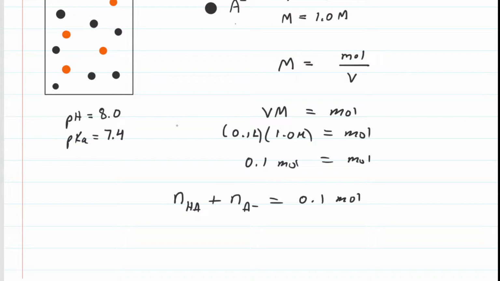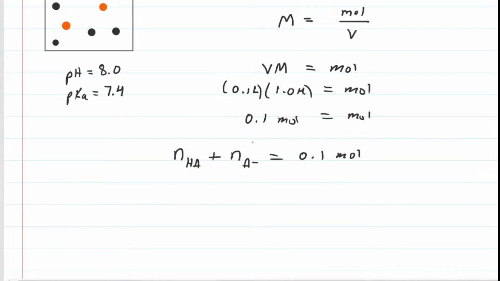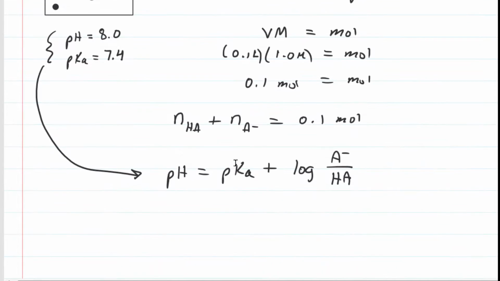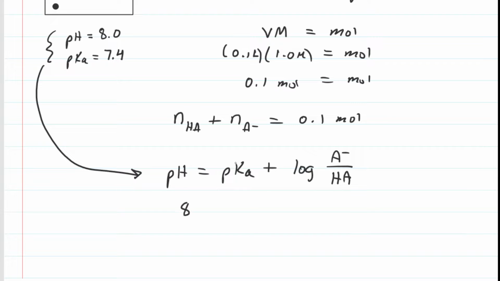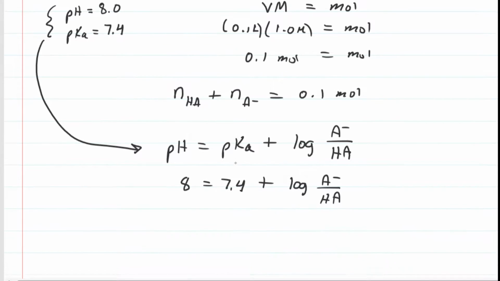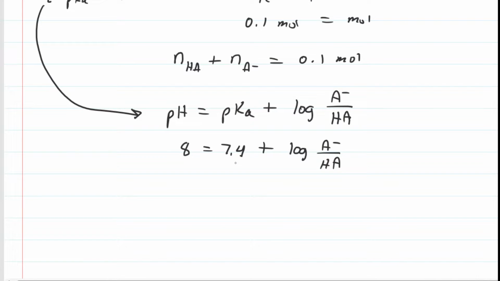That's great, but we can actually figure out the individual number of moles of HA and A minus. And we can do that by taking these data and inserting them into the Henderson-Hasselbalch equation. Let's take a look at that formula. So there is Henderson-Hasselbalch, and we can plug in the given pH of 8 as well as the given pKa. The next thing that we would do is subtract 7.4 from both sides. And so now we have 0.6 is equal to the log of this ratio of A minus to HA.